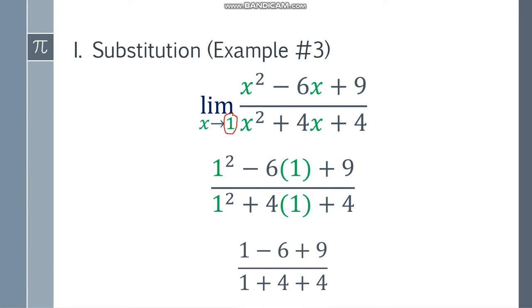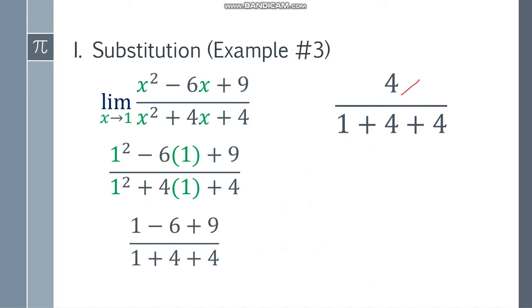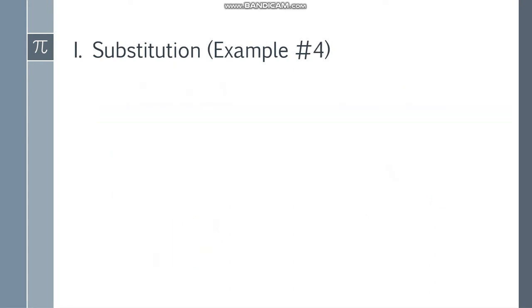Let's simplify it further pa. So 1 minus 6 is negative 5 plus 9, that will be 4. At 1 plus 4 plus 4, that will be 9. So ito na yung final answer natin. As long as yung sagot natin is a finite number, okay na yung sagot natin. At syempre yung lowest term.